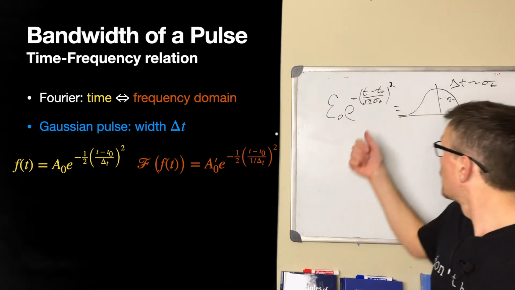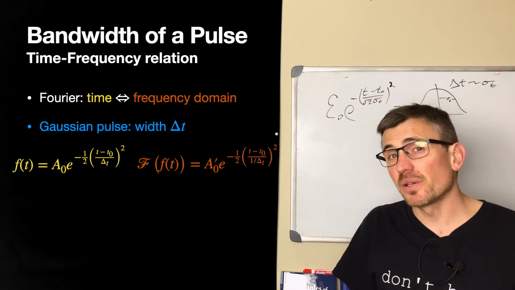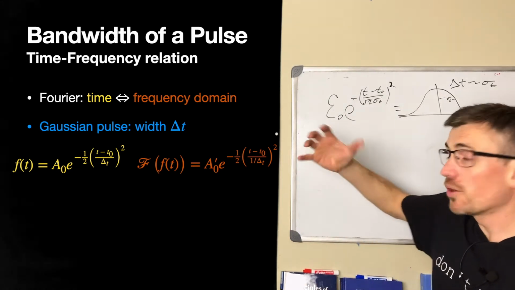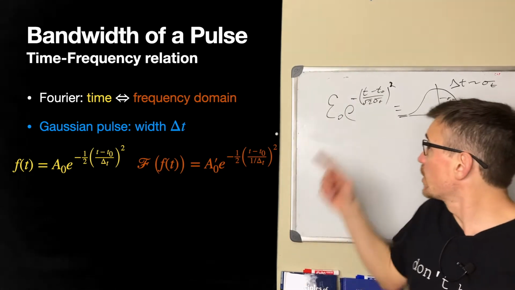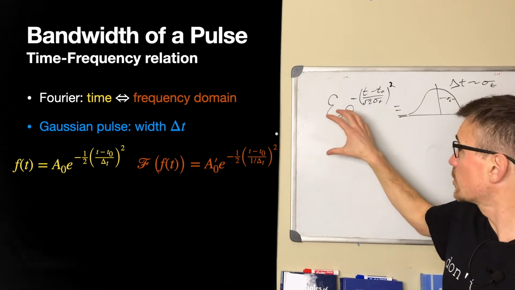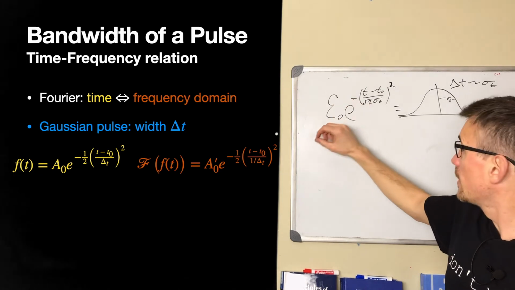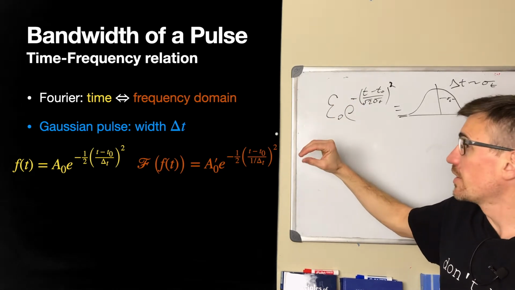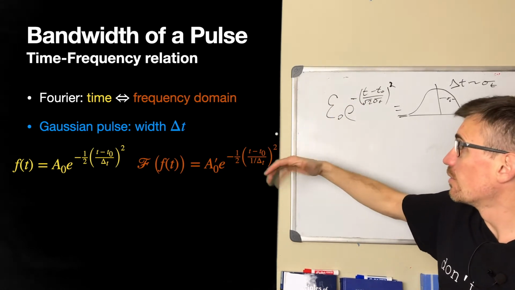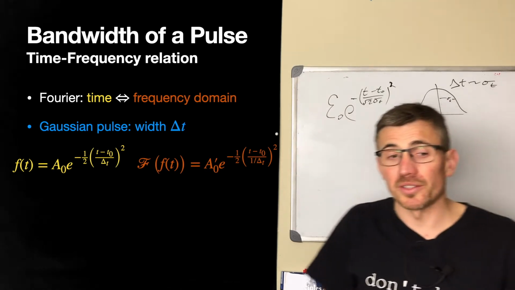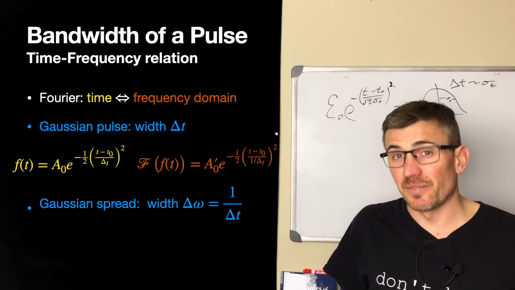Okay, and if we look carefully at the standard deviation of that new Gaussian, we find that it's 1 over the standard deviation of the original. So the Fourier transform of a Gaussian with standard deviation sigma or delta t is another Gaussian with standard deviation in frequency of delta omega equal to 1 over delta t. Okay, so that's a very important fact.